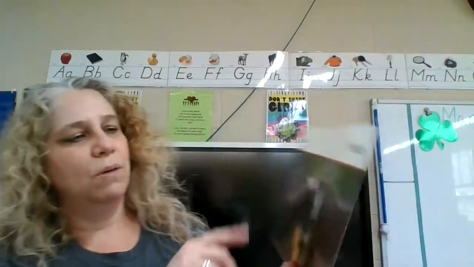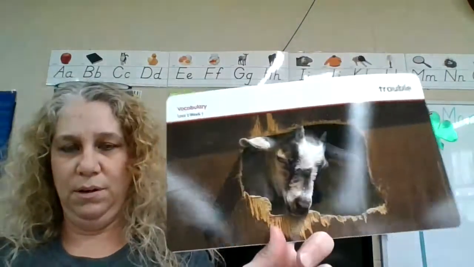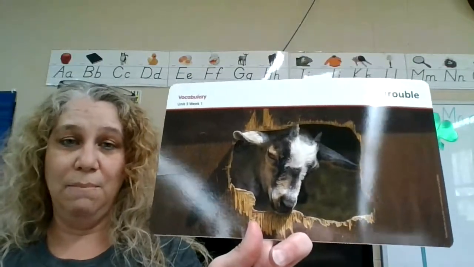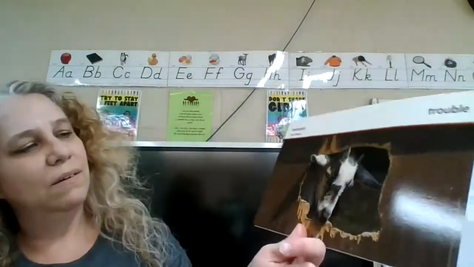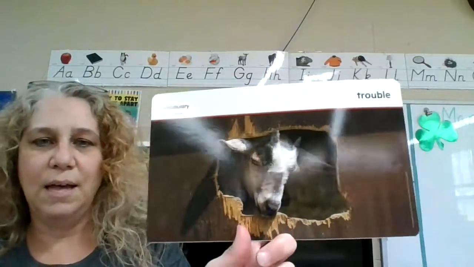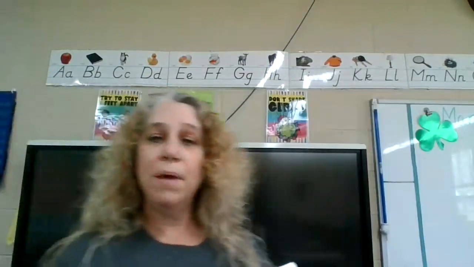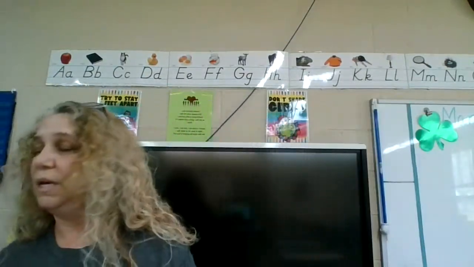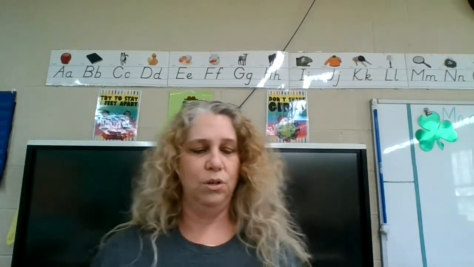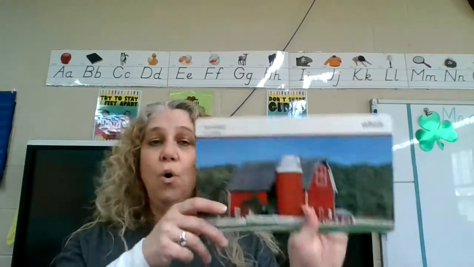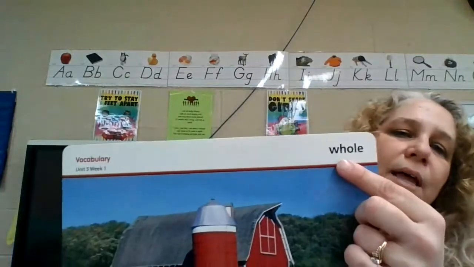This goat is having trouble getting out. So he's having trouble getting out and he might get in trouble. Right? So he has a problem. So trouble can be a problem and it can be something you get into that you're doing things you shouldn't do also. Hole. And this isn't like a hole in the ground.